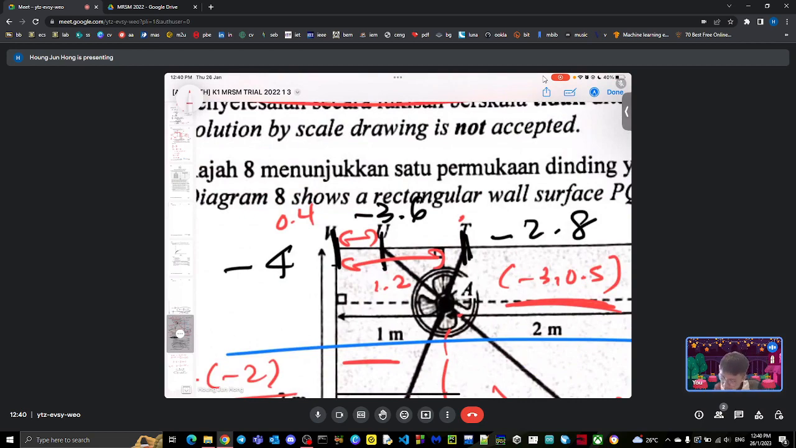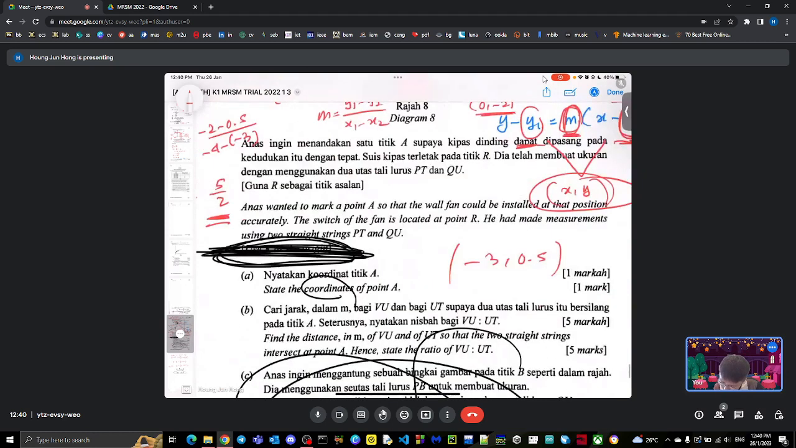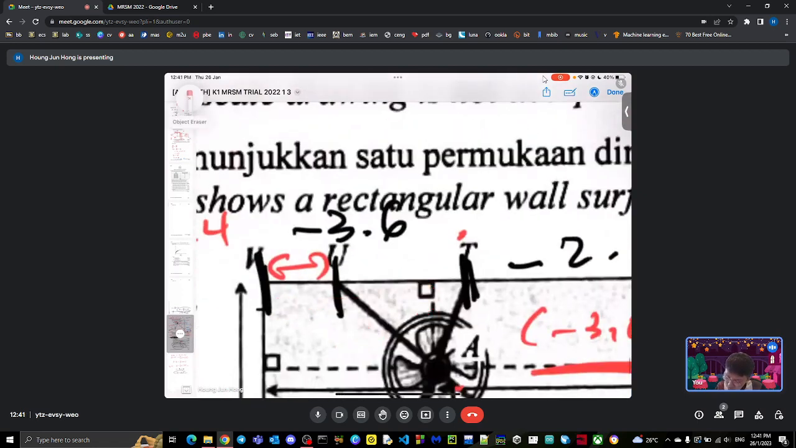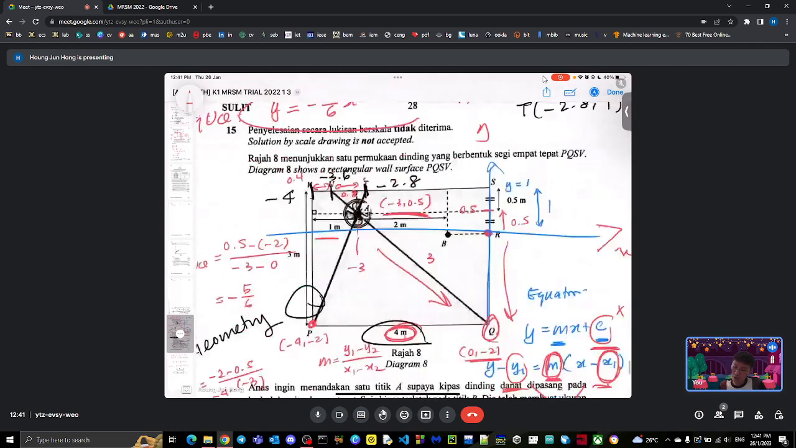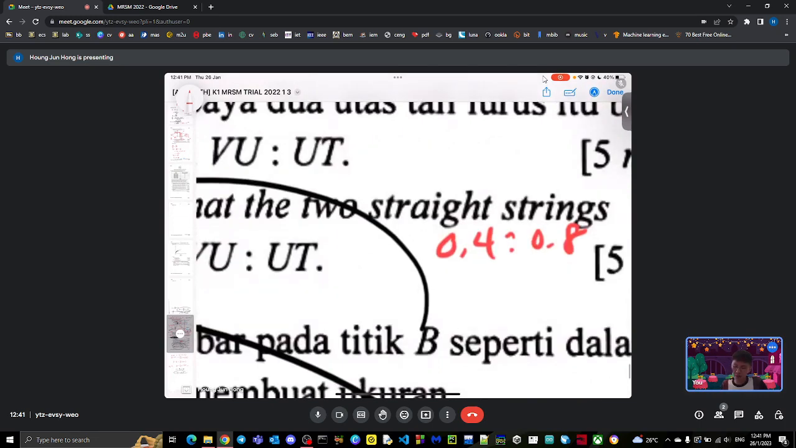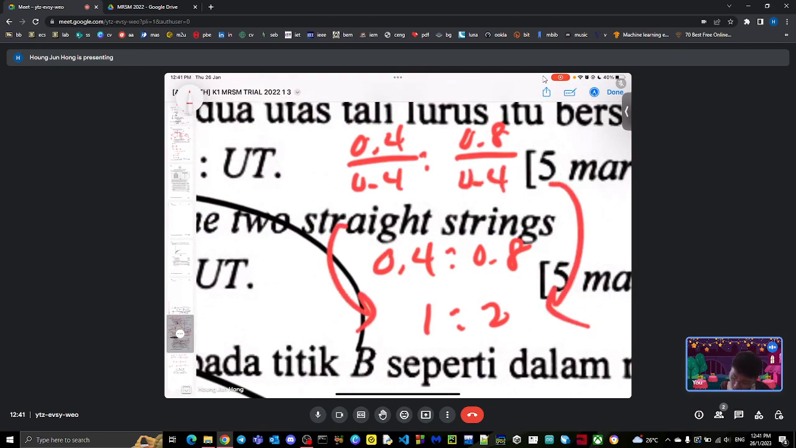Then you find the ratio. What does it want? Okay, it wants VU and UT. If it's UT, then it should be this distance, so it should be 0.8. So now you have 0.4 and 0.8, and you want to find the ratio of VU to UT. So 0.4 to 0.8. It's quite obvious, just 1 to 2. How do you get 1 to 2? You divide 0.4 by 0.4 and 0.8 by 0.4, and you get a 1 to 2 ratio. Okay, that's it for that question.